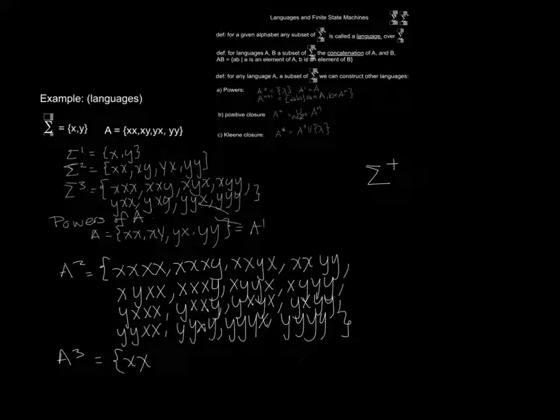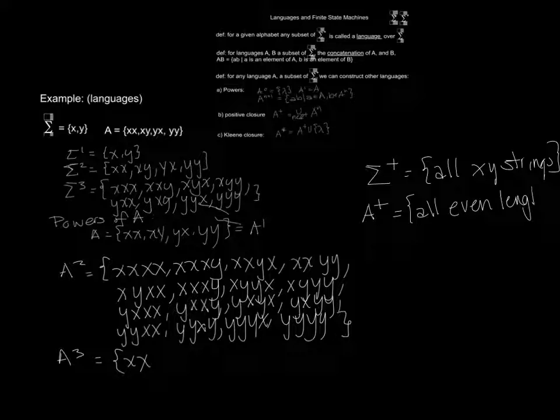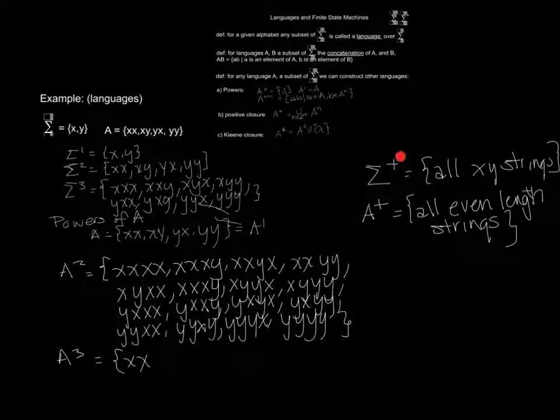then our sigma plus is going to be all xy strings. Our A plus, our language plus, are all even length strings. So taking a look one more time, our Kleene plus of our alphabet will give us all xy strings. Our Kleene plus of our language will give us all even length strings.